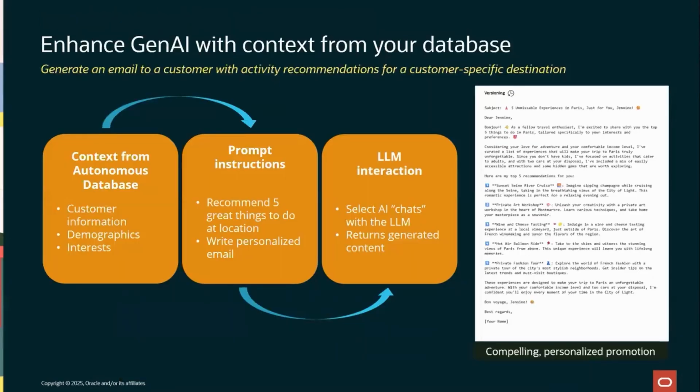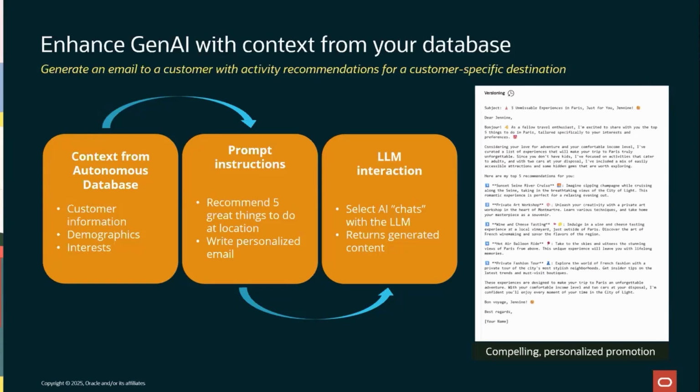All right, so let's move on to a use case where you provide a custom prompt with details from a customer database table. Now, let's say you want to generate a personalized email with activity recommendations for a vacation destination specific to your customer. We have the context from our database in the form of customer information, demographics, and their interests. And we might have another table with various tasks or prompt instructions, like recommend 5 great things to do at a location. And we construct our prompt to generate a personalized email using the general knowledge of the LLM.